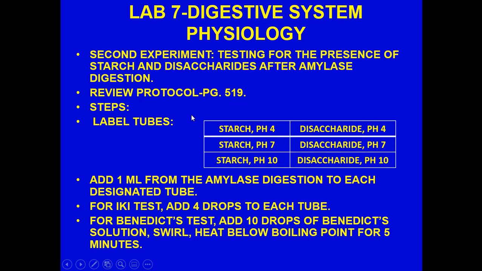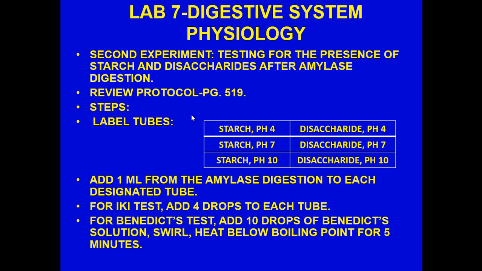The second experiment, you're testing for the presence of starch and disaccharides after amylase digestion, which brings me back to what I was talking about earlier. Now you label your tubes. Starch and the disaccharide at pH 4, pH 7, and pH 10. By the way, pH 10 is pretty high up there as being alkaline.